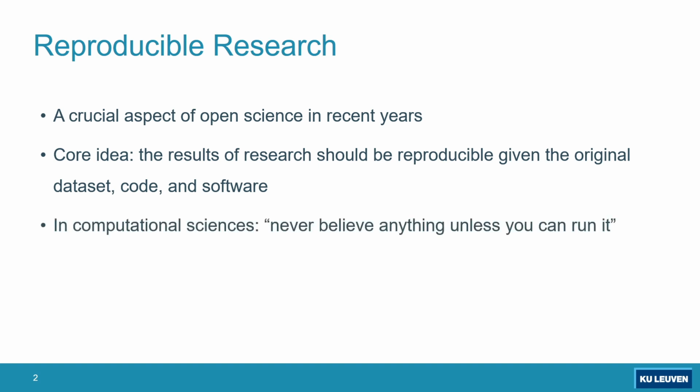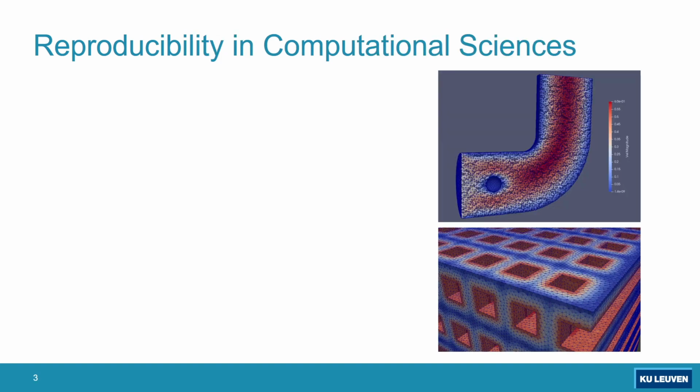In computational sciences, it becomes even more important because every researcher can claim a wide range of different outputs without providing enough details for others to reproduce the results. That's why in this field, there is a common belief among researchers: never believe anything unless you can run it. Reproducibility in computational sciences increases the authority of the work by increasing the trust that people will put in the results, because they can grab the models and the code and rerun them to be sure that the reported results are indeed correct.